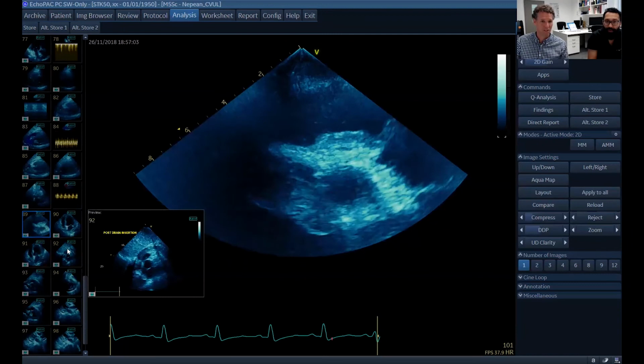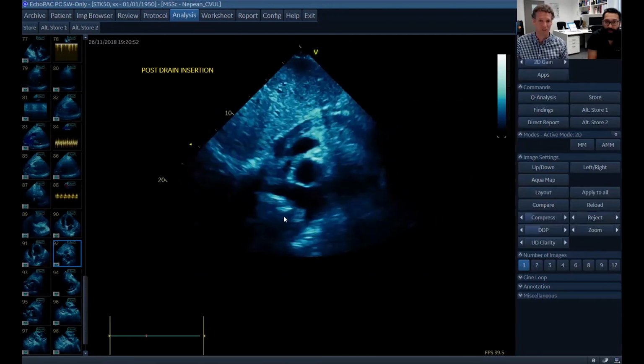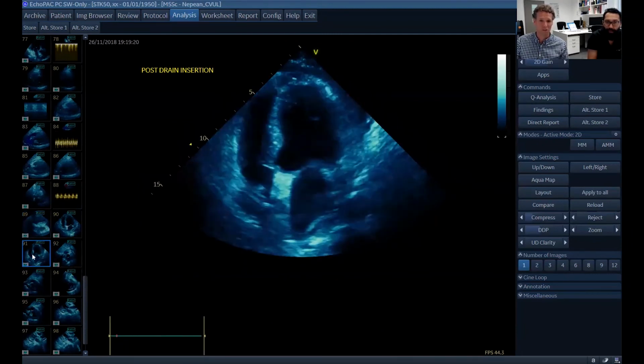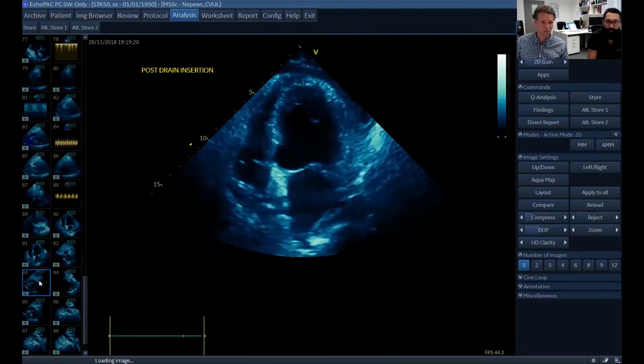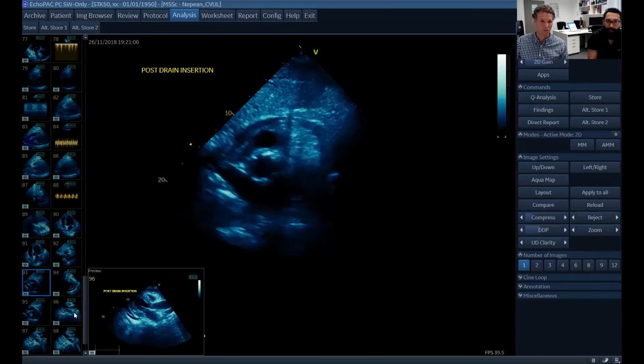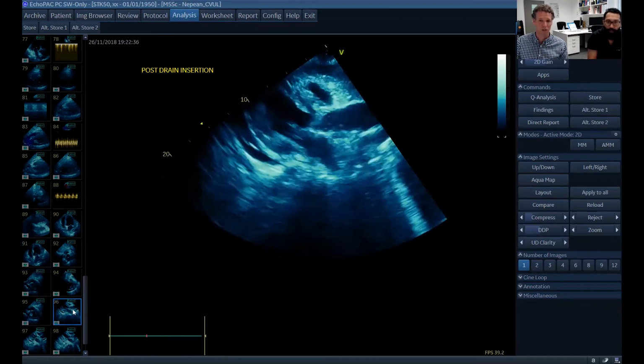Yeah. And then we can see someone post drain insertion. The fluid looks much less. I think we're seeing less collapse of some of those free walls. It's not perfect, and obviously it just takes a little while to drain everything out.